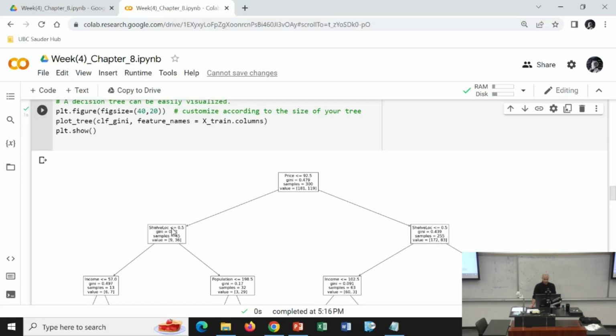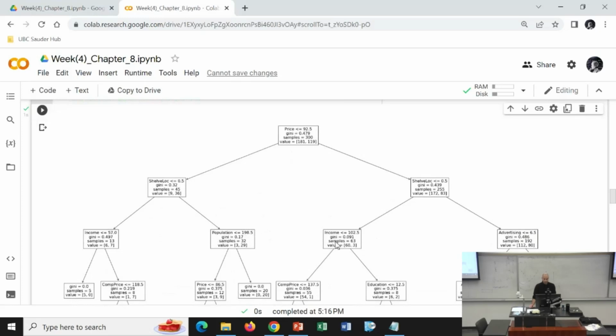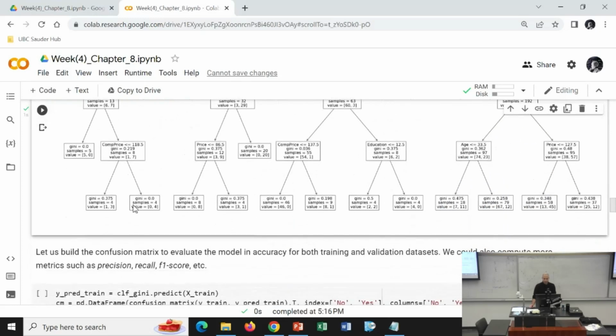The next question is about shelf lock, then about population of city, about income, advertising, and eventually we get these regions. And in these regions, you can see that for many of them, Gini impurity is really small. Here it's 0, because this is a pure region of 4 samples. All 4 samples were cases where sales was low, was not high. This one, again, Gini impurity is 0. 46 samples, in all of them sales was low. This is, again, a region with Gini impurity of 0. In all of them, sales was high.